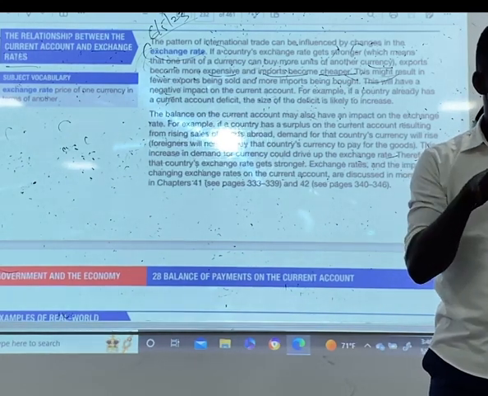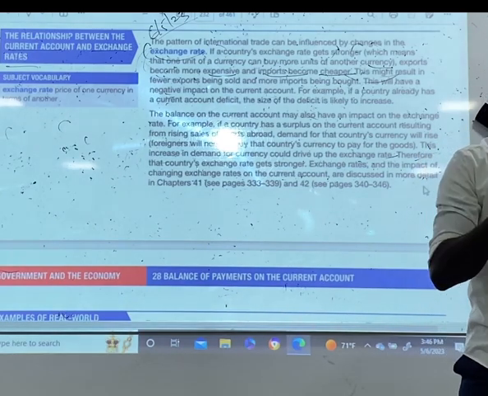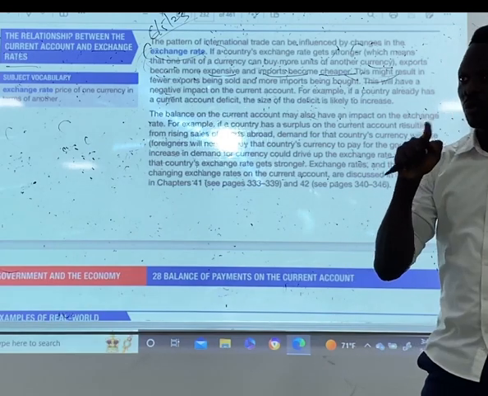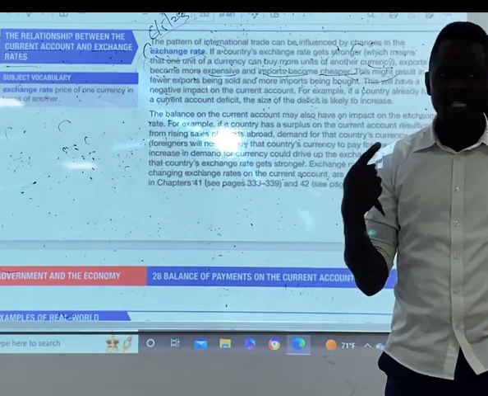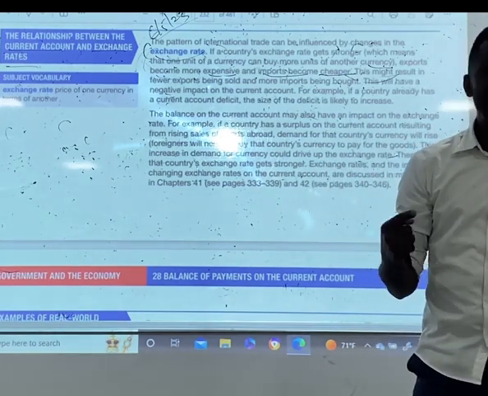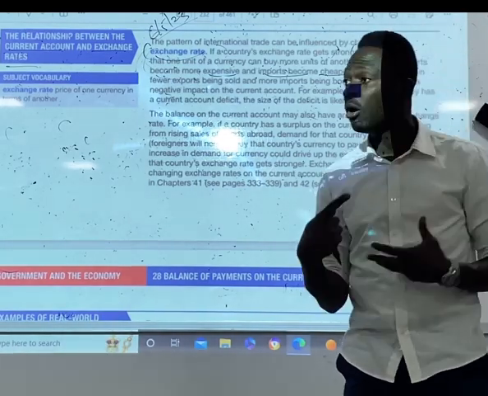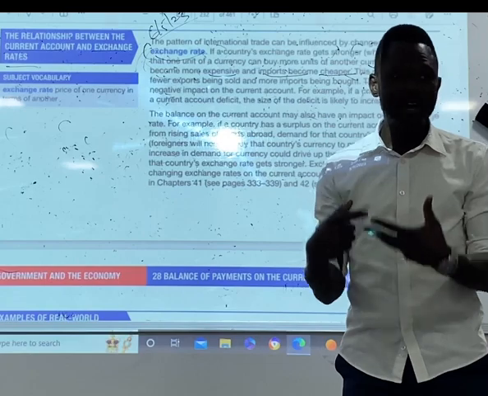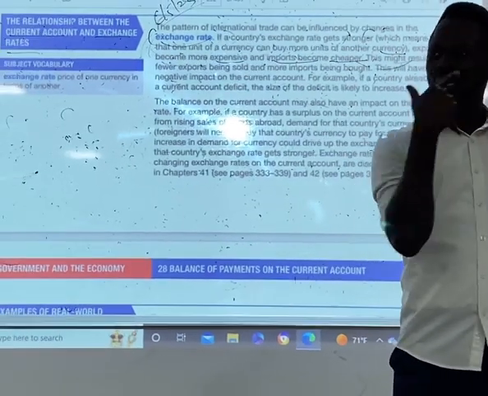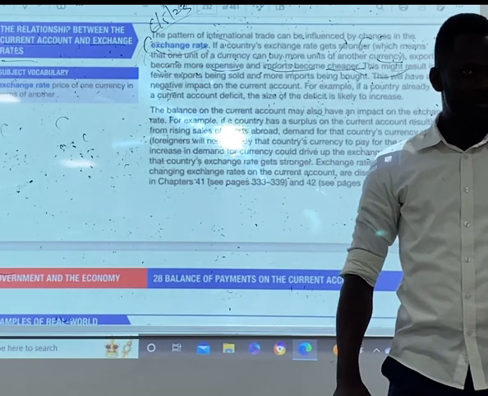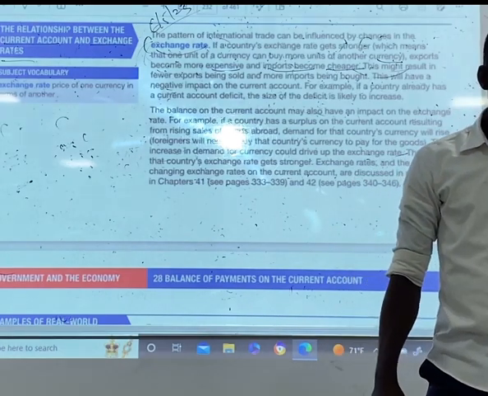So when we talked about a current account deficit, you said the country's economy is what? Weak. It might not be. It might be because of exchange rate. So if the exchange rate is stronger, it means you can buy more imports. Imports become cheaper for you. So a country might import more because its currency is stronger than that of the foreign business. Do you get it now? So it's not because your economy is weak.